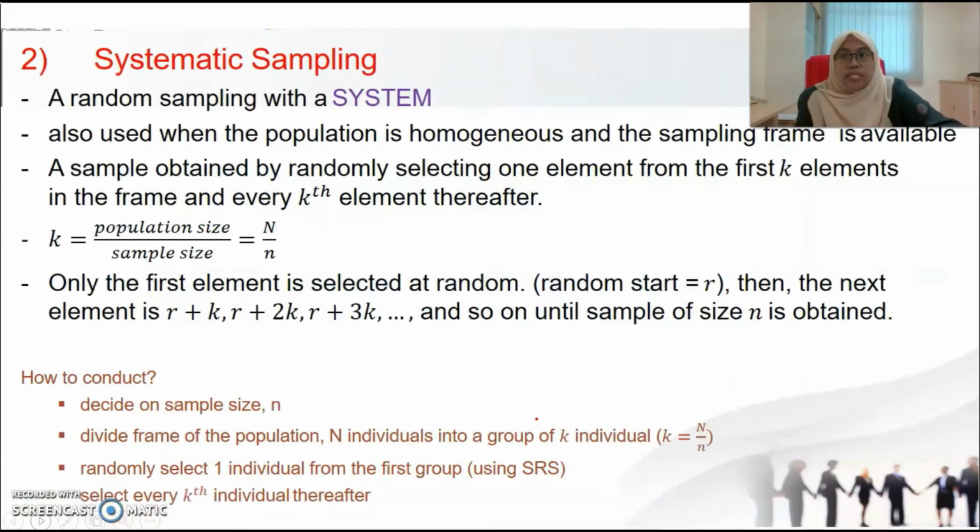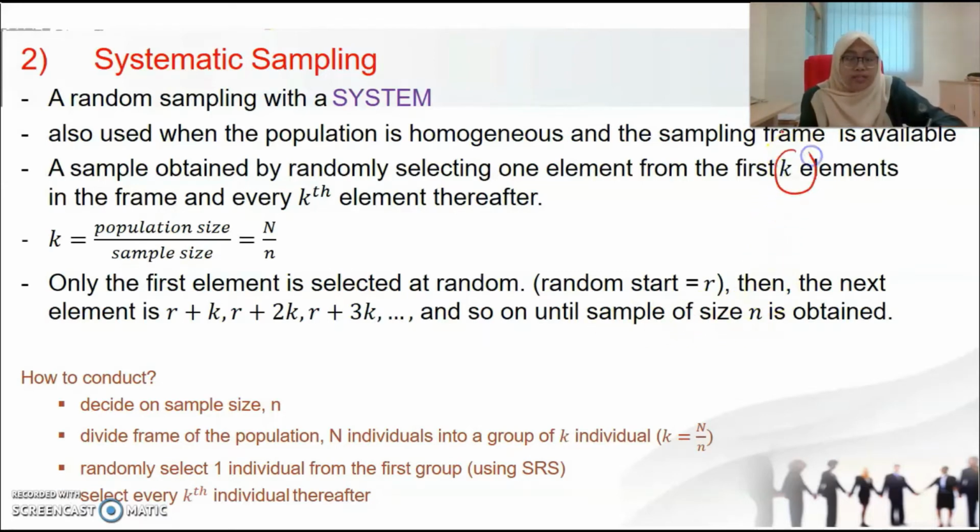Okay, next, we have systematic sampling. Systematic sampling is a random sampling. It is also a random sampling, but with a system, in a more systematic way. It is also used when the population is homogeneous and when the sampling frame is available. So in systematic sampling, the sample is obtained by randomly selecting one element from the first k elements.